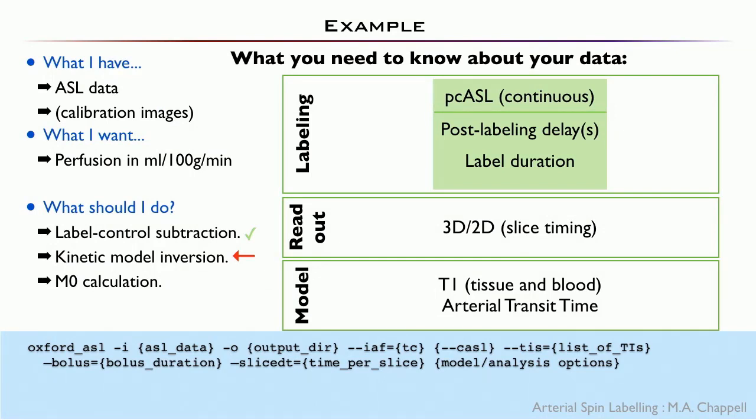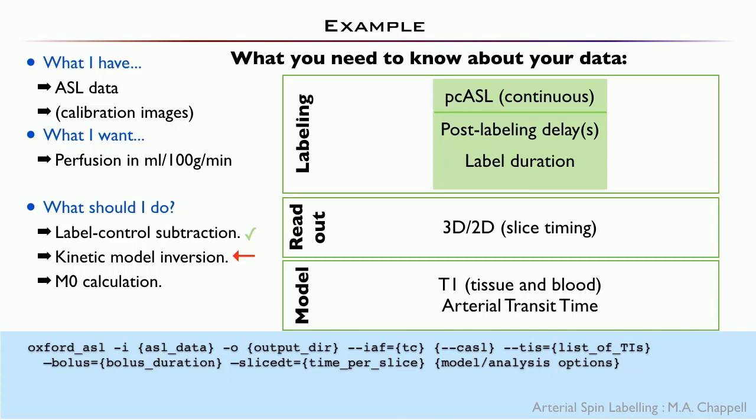So you've got some ASL data, but you need to ask some questions of yourself or your friendly physicist or of your scanner, whoever that might be. I'm going to assume for today we're looking at pseudo-continuous ASL, but the questions are similar if you're using different variants. You need to know about the time you took your measurement, so the post-labeling delay, or maybe you've got multiple delays. You need to know about your label duration.